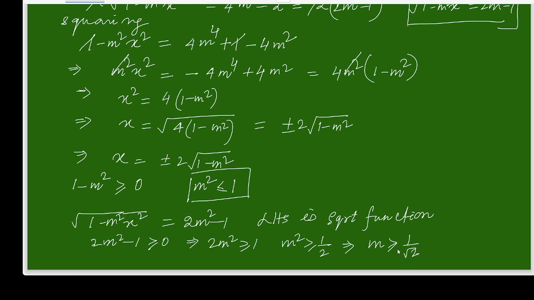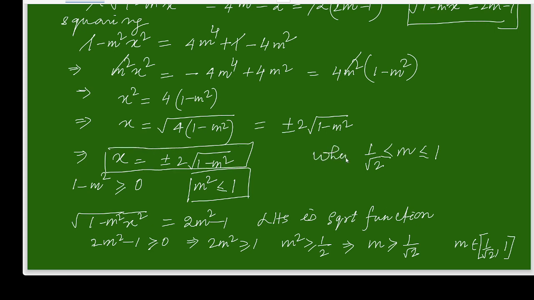So what is the answer? The answer is m should be in between 1 by root 2 to 1, where x is equal to plus minus 2 square root of 1 minus m square. See the solution: the value of m should be this one.